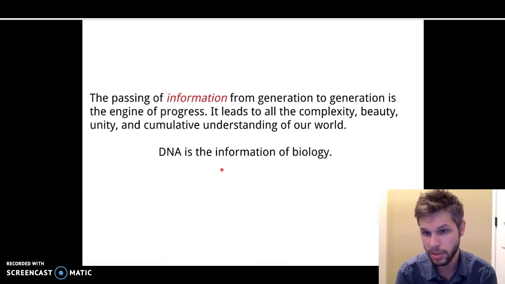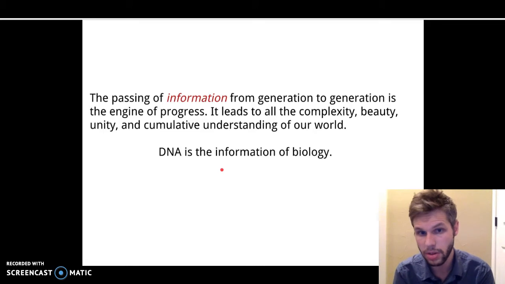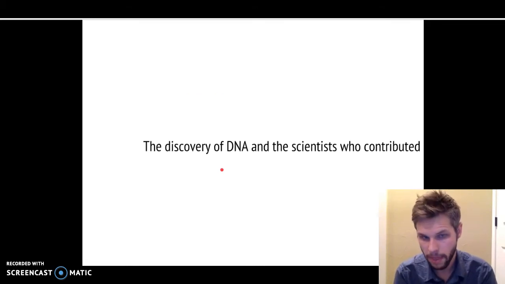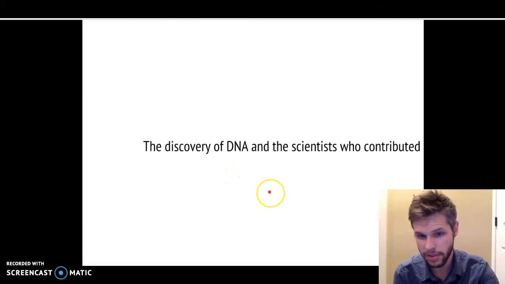And it leads to this cumulative effect and understanding of using our past experiences and passing that along from generation to generation. That's how we get to where we are today. DNA is the information of biology, and that's what we're going to focus on. Okay, so let's talk about its discovery. I'll run through this quickly. Feel free to ask me any questions about this stuff in class.